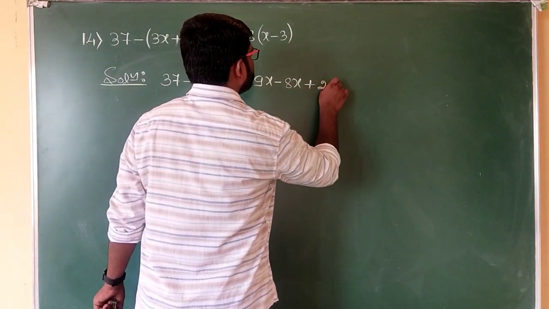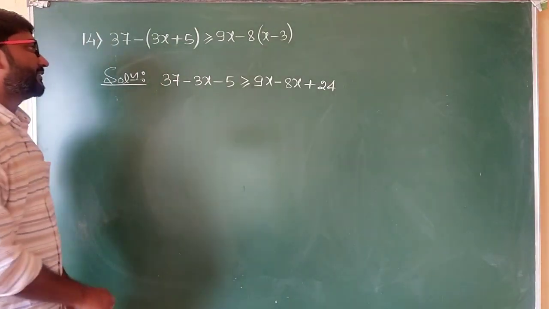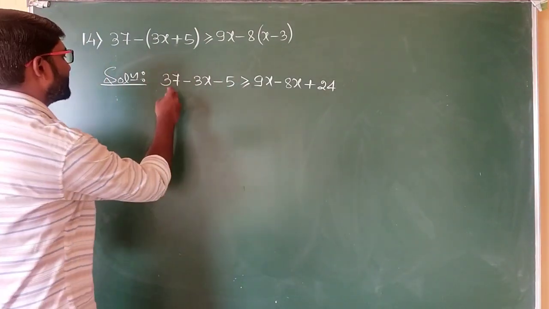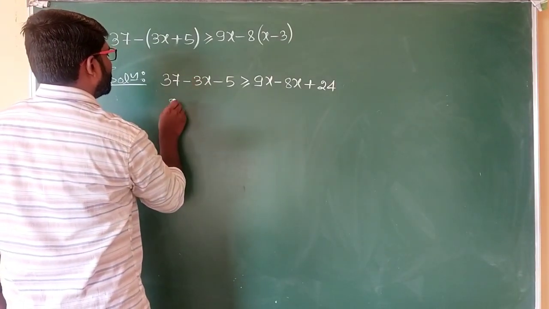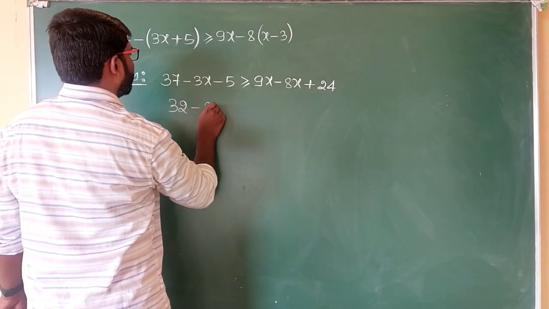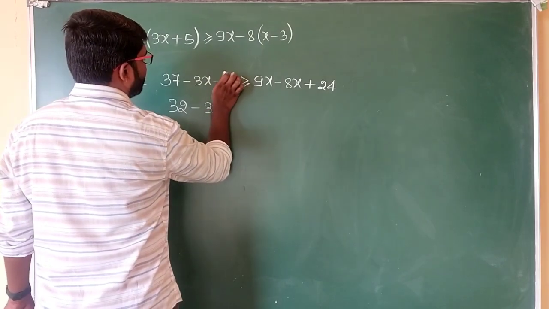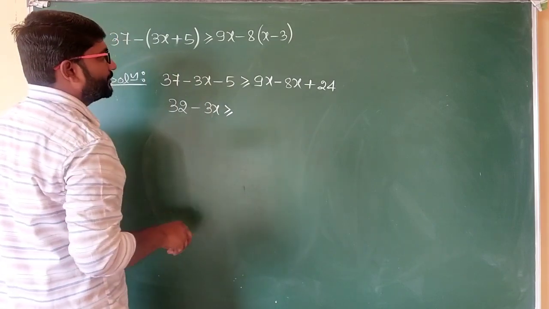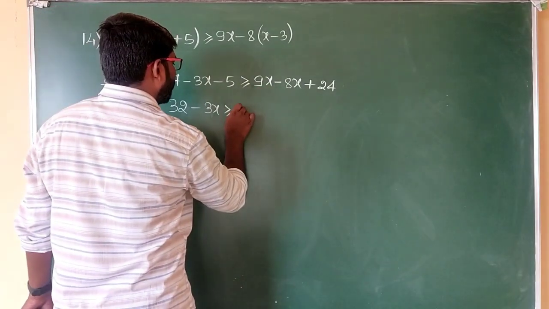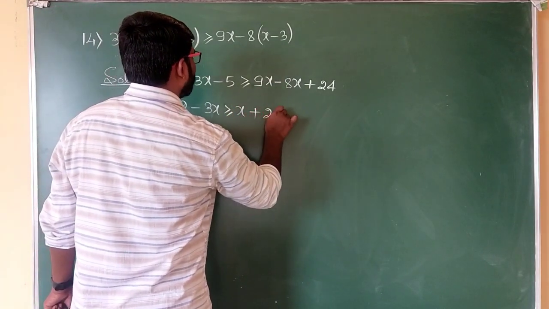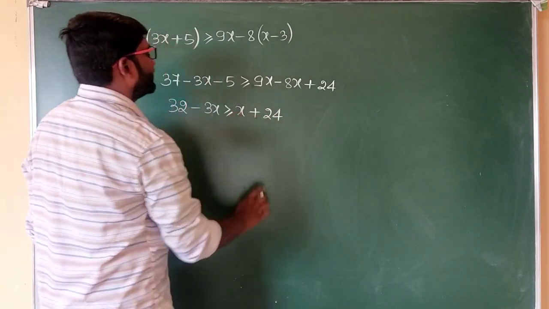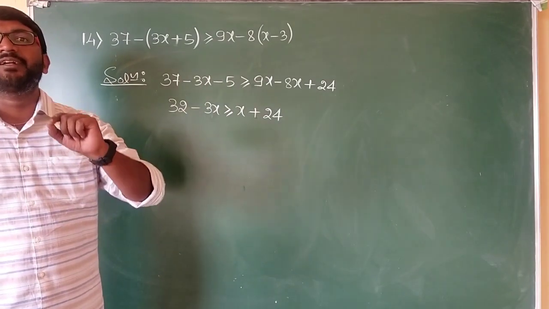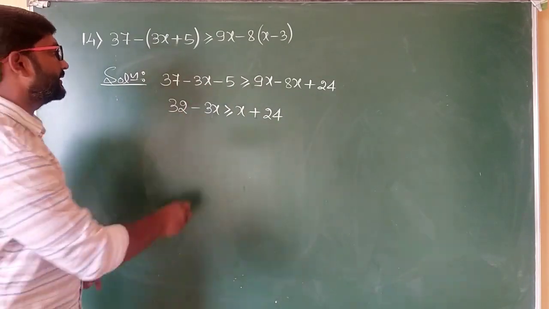minus into minus plus, 8 into 3 it is 24. So now let us simplify further. 37 minus 5 it is 32. So now 32 minus 3x greater than or equal to 9x minus 8x will be x plus 24. So now here x is an extra term in the right hand side. In order to eliminate that, we need to subtract by x.